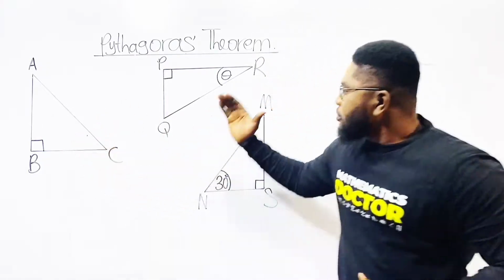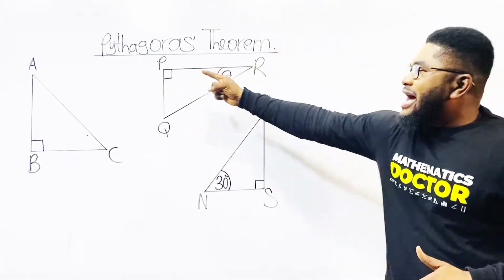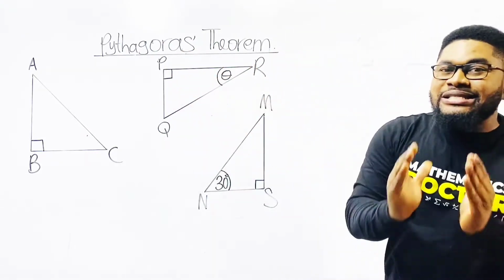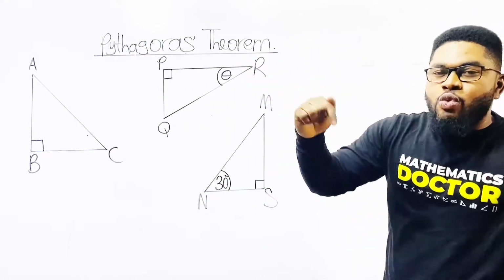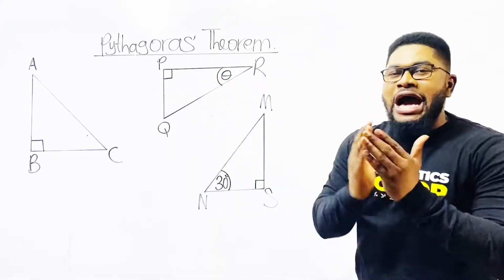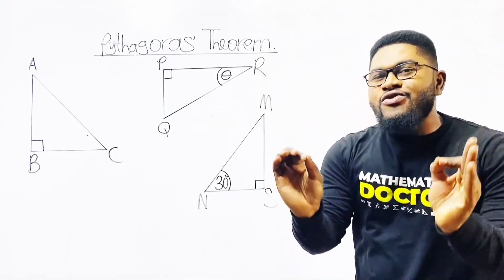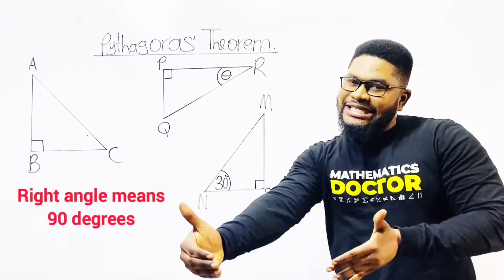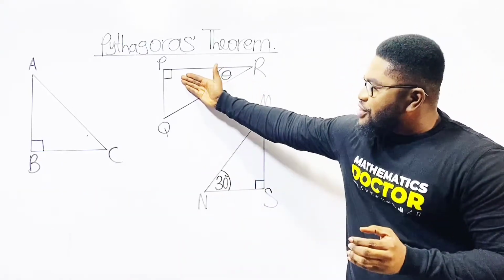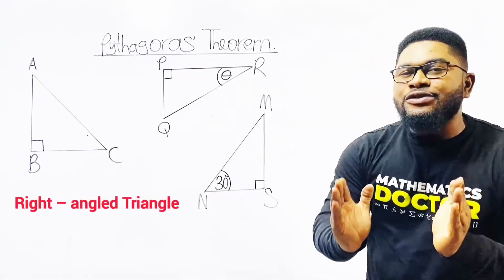and that is why it is a right angle triangle. The same thing applies to this diagram, which is a triangle PQR. It has one of its interior angles as 90 degrees, even though there is an angle theta. That is not our concern. Once there is a 90 degrees angle within the triangle, this triangle is qualified to be a right angled triangle. Don't forget, right angle means 90 degrees. So if there is a 90 degrees, there is a right angle. And if there's a right angle, it becomes a right angle triangle.